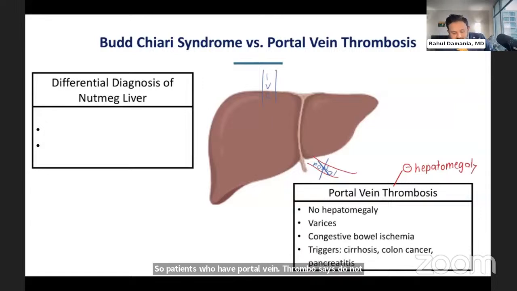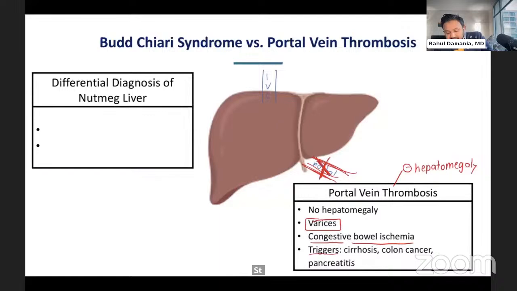With portal vein thrombosis, you can get signs of portal hypertension, i.e., if you obstruct the portal vein, it's as if you have a cirrhotic liver. You can get things like esophageal varices or splenic varices. You can also get congestive bowel ischemia because now you don't have any venous drainage of the hepatic arterial blood. Triggers for portal vein thrombosis, you can be thinking of cirrhosis, colon cancer, as well as pancreatitis.